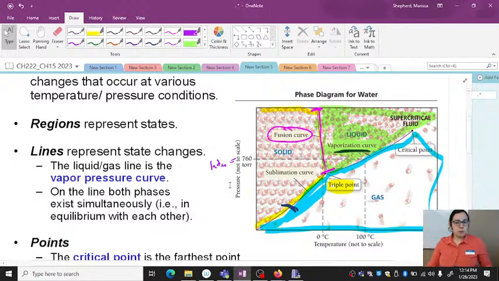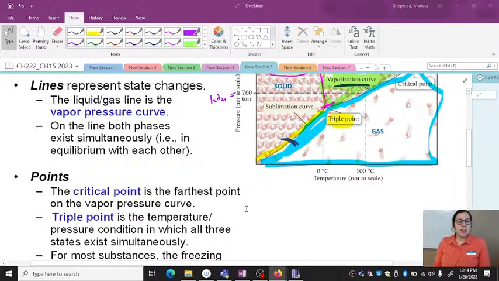And then our other point that we want to look at is the critical point. So it's over at the top over here. The critical point is defined as the farthest point on the vapor pressure curve.